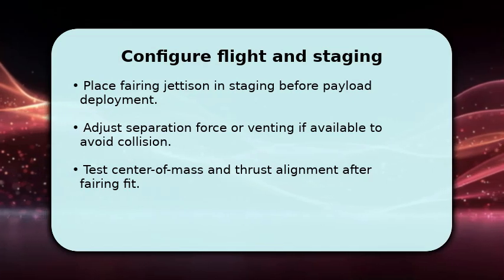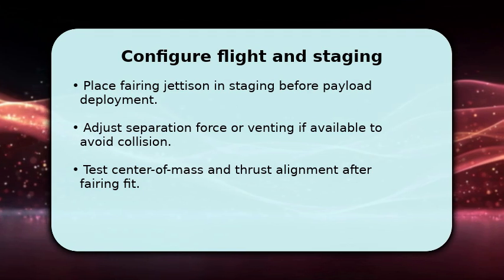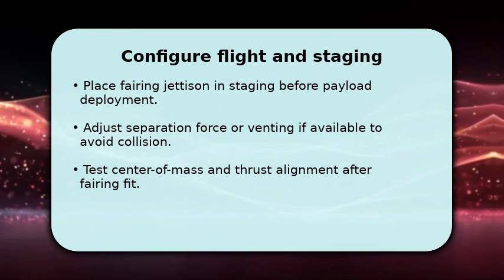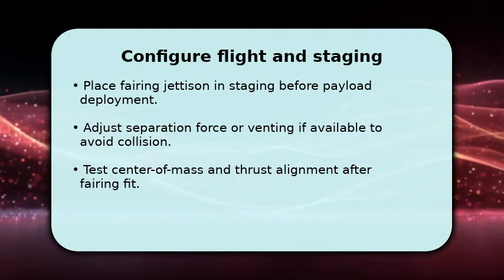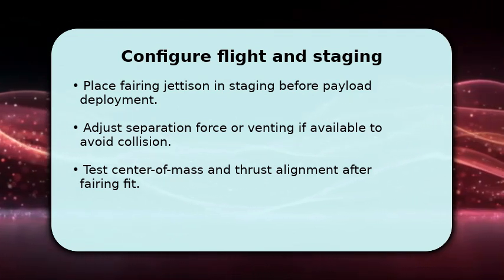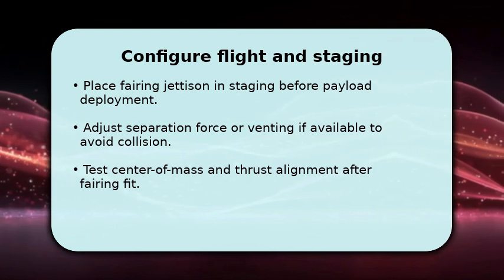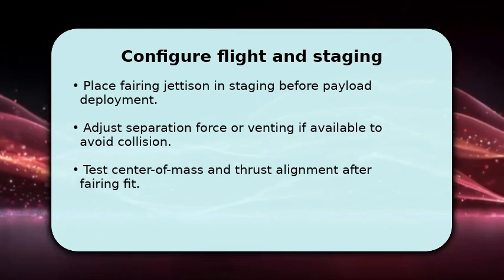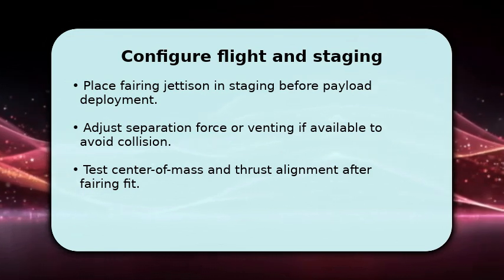Next, configure flight staging so fairing jettison occurs after passing peak dynamic pressure or at a safe altitude. Make sure the fairing separation stage is before payload deployment and after main engines cut or at a predetermined time. If your system allows, tweak separation force or small ejection velocities to prevent parts recontacting the payload. Once done, run a quick mass and center of mass check.